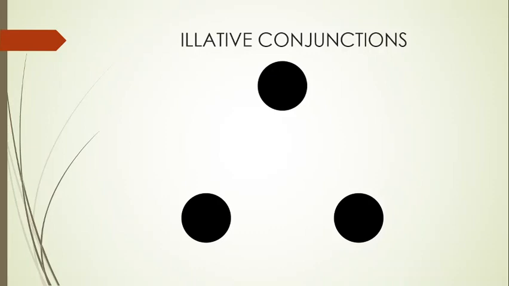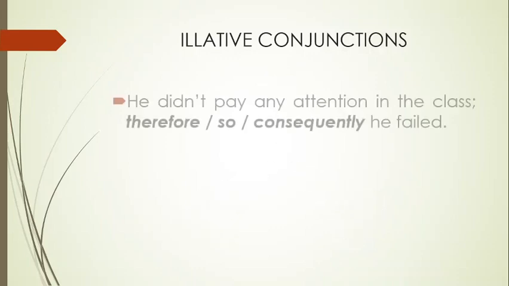So these are illative conjunctions, which give us the result or effect of something. He didn't pay any attention in the class, therefore, so or consequently he failed. All mean the same thing. Therefore, he failed. So he failed. Consequently, he failed. Every word here provides the consequence. So why he failed? Because he didn't pay any attention in the class.